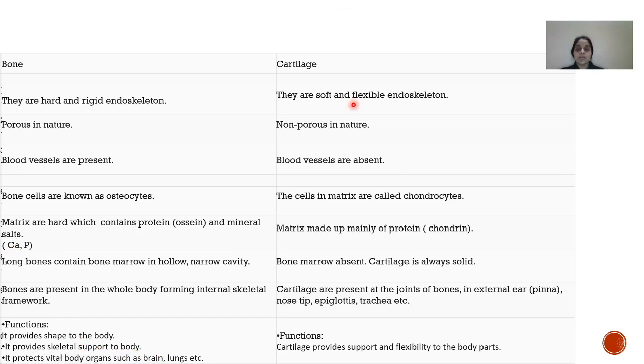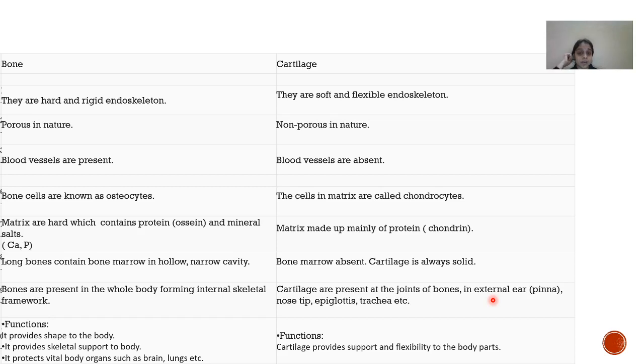Coming to cartilage. So these are soft, flexible endoskeleton. They are non-porous in nature. Blood vessels are absent. The cells in the matrix are called chondrocytes. The matrix is mainly made up of a protein called chondrin. Bone marrow is absent. Cartilage is always solid. They are present at the joints of the bones, in external ears, the nose tip, epiglottis, trachea, etc.